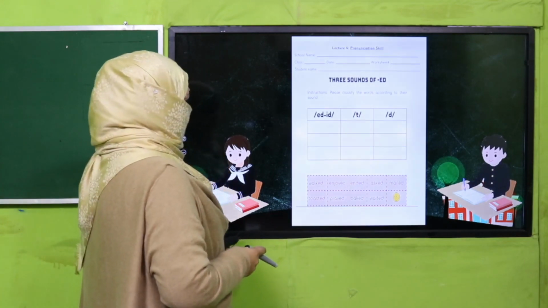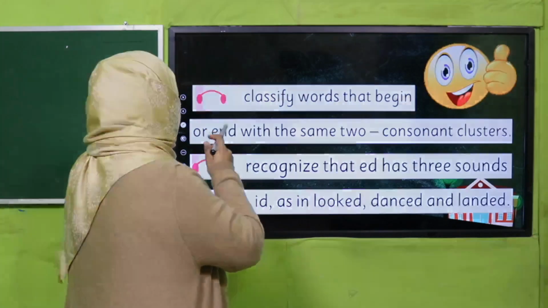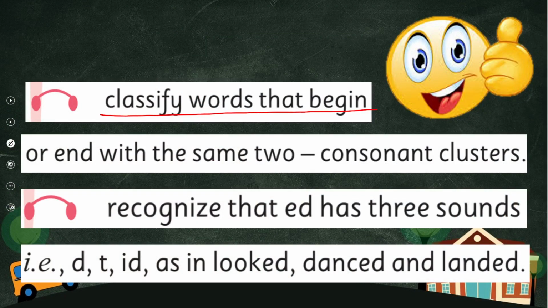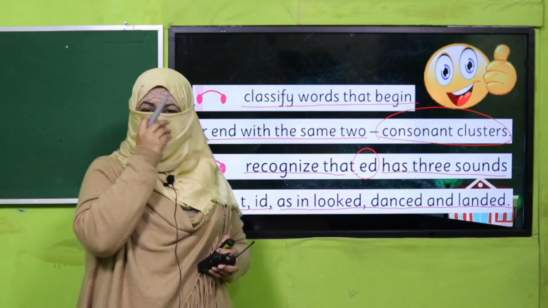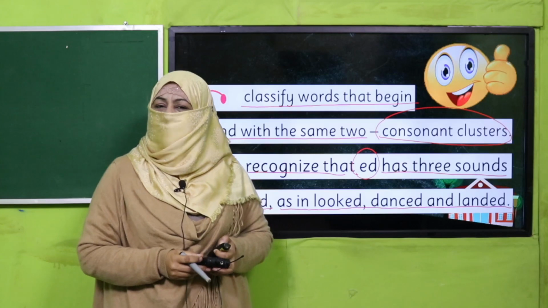So my dear children, what we have learned today, we learned to classify words that begin or end with the same 2 consonant clusters, and we recognized that ed has 3 sounds as d, t, and id, as in looked, danced, and landed. So are we done with it? Yes. That's it for today.